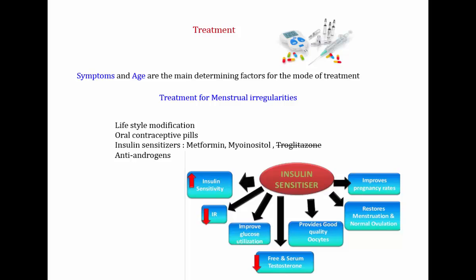So an insulin sensitizer like metformin increases the cell's sensitivity to insulin. This helps to overcome the insulin resistance and improve glucose utilization, and it also reduces the free serum androgen levels in the blood. So there are fewer free androgens, and so the symptoms related to hyperandrogenism can be cured. It also improves fertility rate and restores normal ovulation.